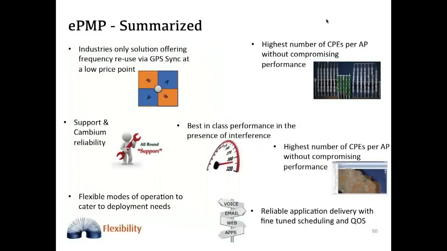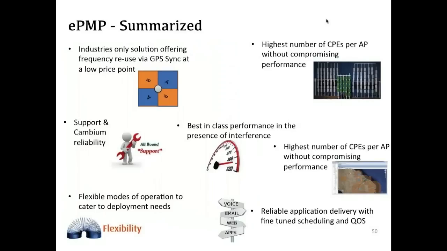Number of CPEs to an access point. You will have dense areas to serve, and therefore being able to reliably do that without having to worry about finding a next AP and another channel is key. Best-in-class performance in the presence of interference with all of our MAC layer and scheduling and air fairness.